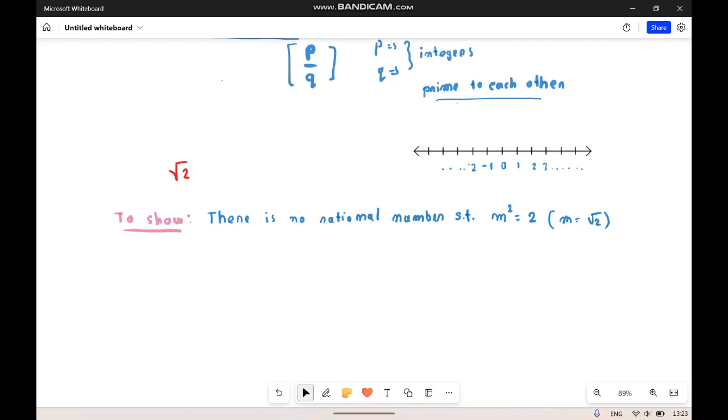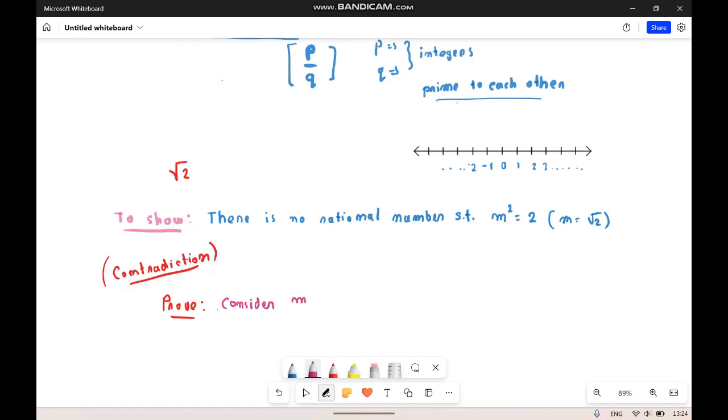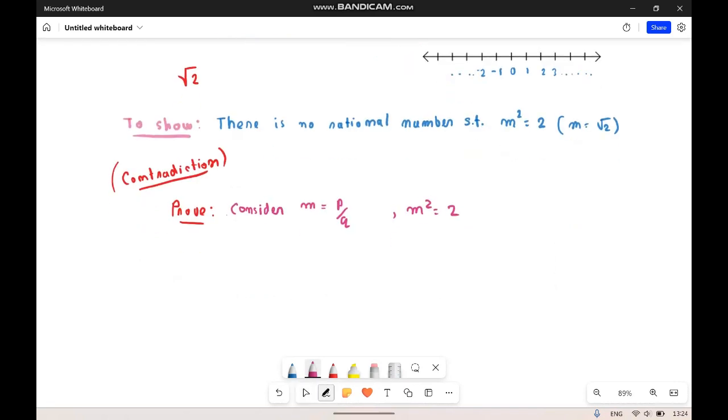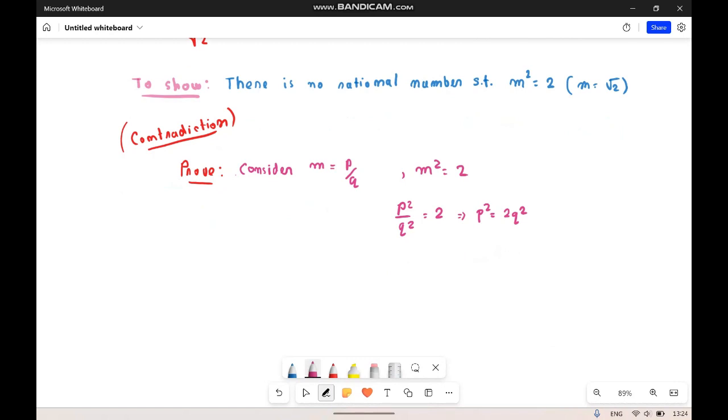In order to do that, we can use the mathematical principle of contradiction. So what we do here is, let's say that we do have a rational number m equal to p by q. Its square is 2. So this implies that p square by q square is equal to 2, and that p square is equal to 2q square. Now you need to observe something important. Here lies our answer.